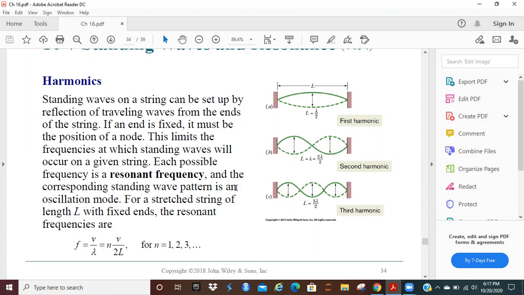So for a stretched string of length L with fixed ends, which is what you're seeing here, the resonant frequencies are these. You can see the first harmonic here, in other words, n is equal to 1. Got the second harmonic, n is equal to 2. Third harmonic, n is equal to 3, so on and so forth.